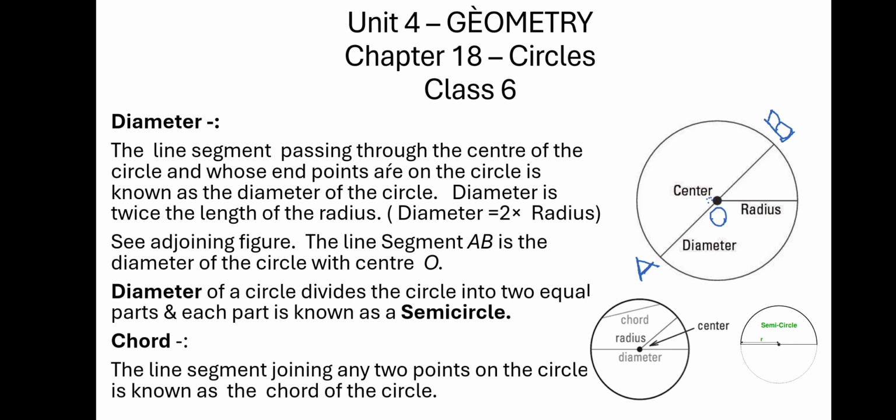Then the chord. The line segment joining any two points on the circle is known as the chord of the circle. Now you can see the diameter also is a chord of the circle, which is the longest chord of the circle.